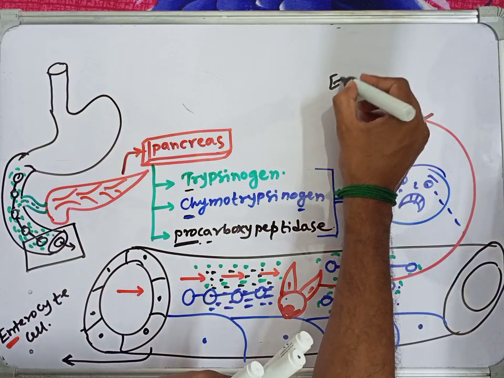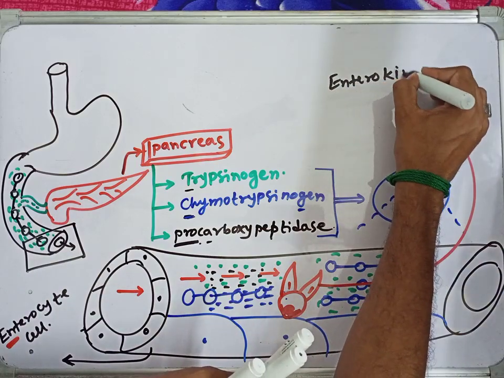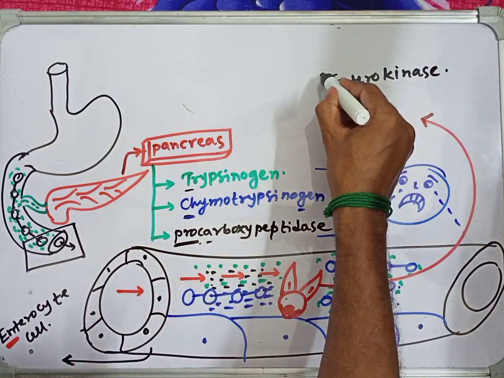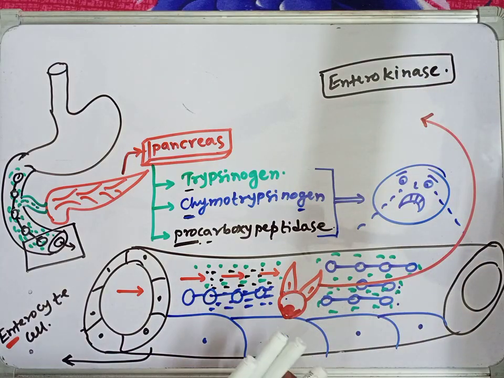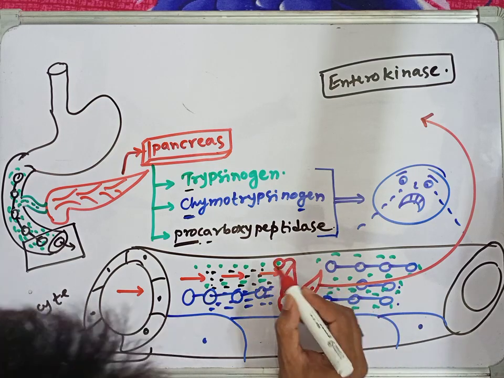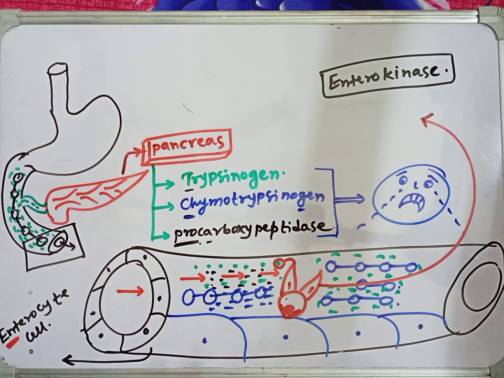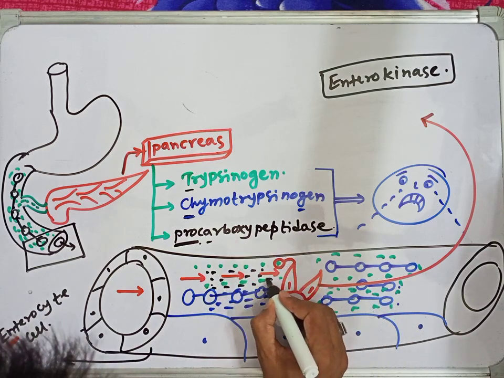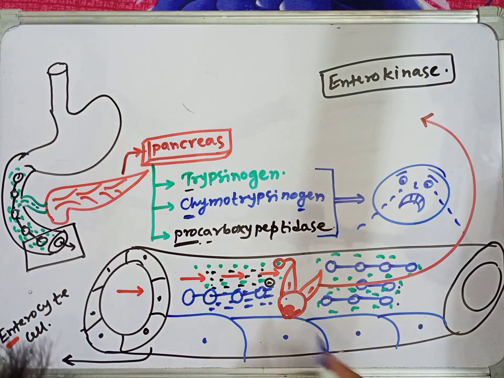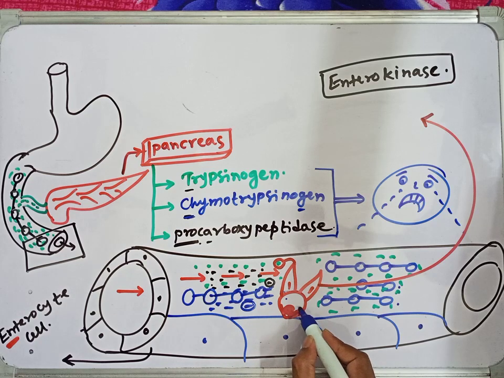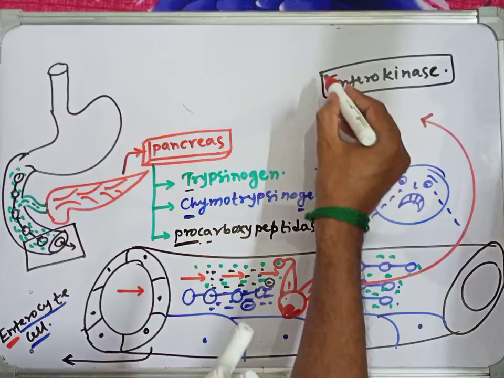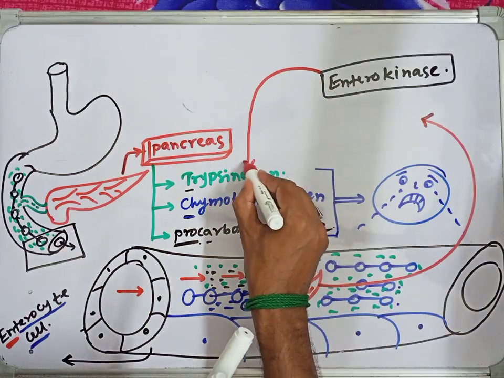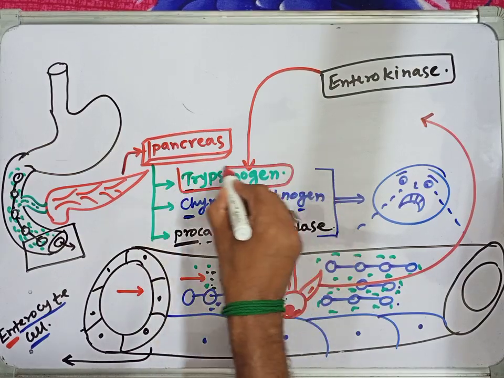Enterokinase, kinase, right? Now this enterokinase is sensing all these inactive enzymes, first of all trypsinogen, as well as procarboxypeptidase, and also chymotrypsinogen. But the enterokinase enzyme that is present on the membrane of the enterocyte of the intestine acts specially, first of all, on trypsinogen.